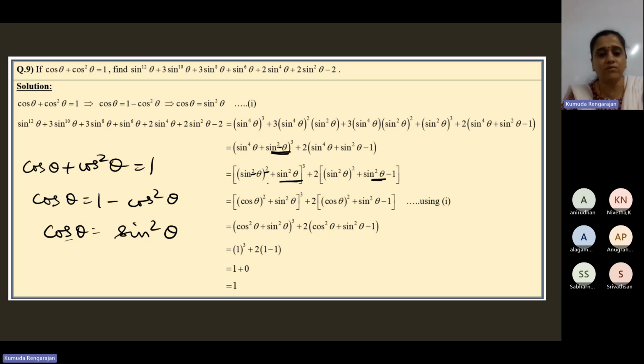What is not fine is the power 4. So here it is sine square theta the whole square. Here also sine square theta the whole square. Only here you use sine square theta as cos theta. Only for this one. Sine square theta as cos theta. This one don't write cos theta. Here we have sine square theta. Here also we have sine square theta, right? This sine square theta you write cos theta. And then this whole square, so it becomes cos square theta. This sine square theta, don't write cos theta, I'm saying. All right. So remember all that.